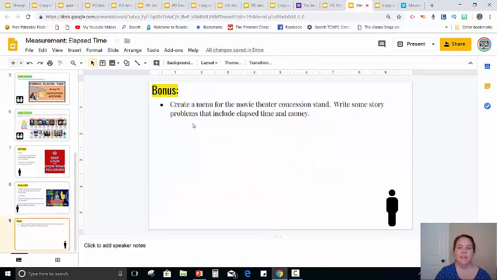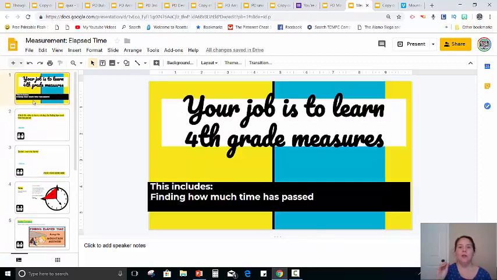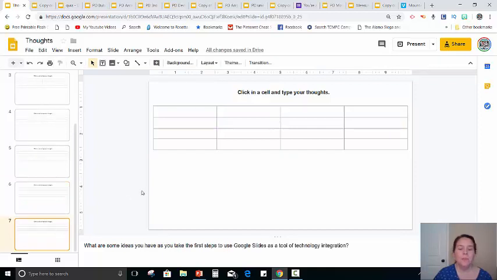So the very last thing I always do is some kind of extension: create a menu for the movie theater, write some story problems. So using this Google Slide made it to where I could deliver directions and help to every student so that they could independently work through the learning. So let's go back one more time to our thoughts and go to the last slide.